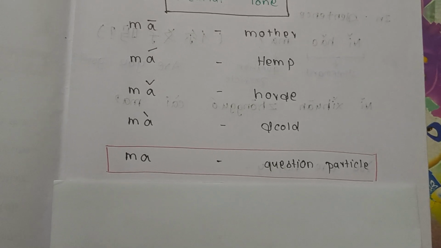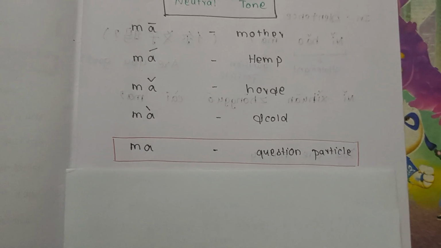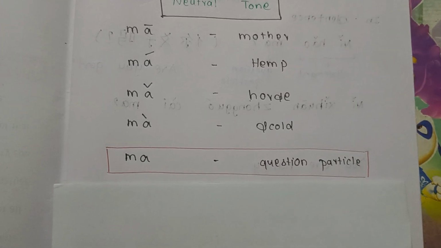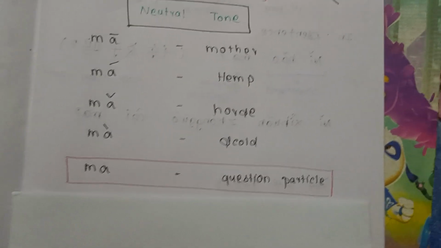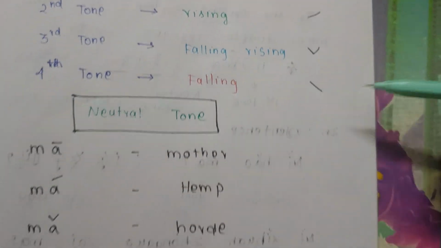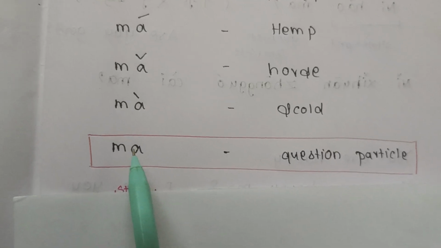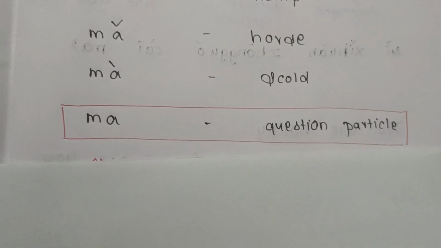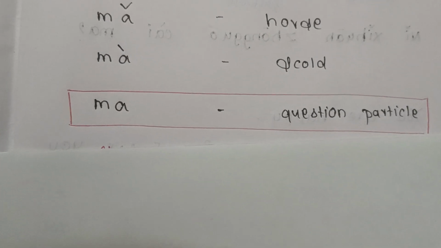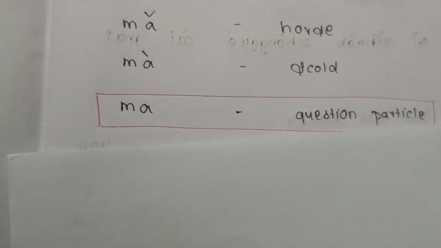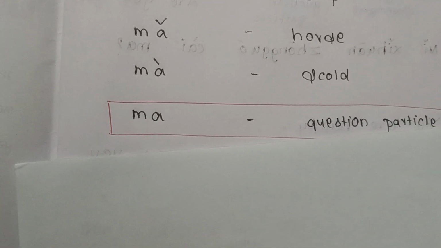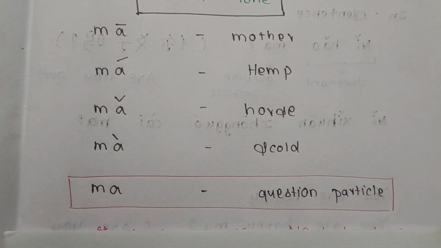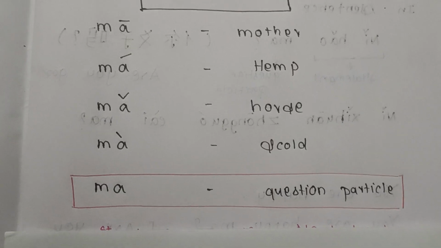And our next tone is the neutral tone. This tone is a question particle, this ma. In this tone, there is no tone symbol like the others. So, without any symbol, the tone is called a neutral tone. This tone is used in Chinese grammar when you are asking a question. Now we can pronounce this ma very softly.